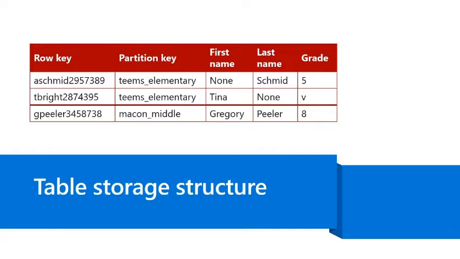In this example, the table has a few records of students in elementary school, split across two partition key values. These records have different combinations of fields. The records are illustrated as a table even though the underlying storage mechanism is not relational in nature.